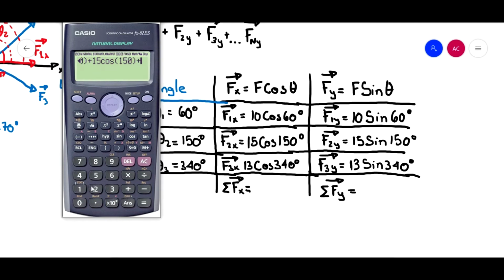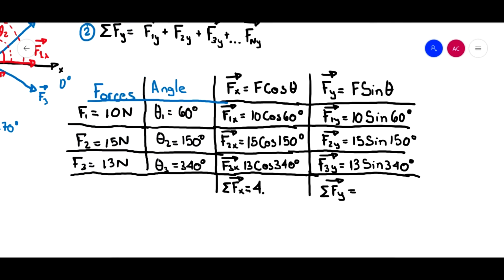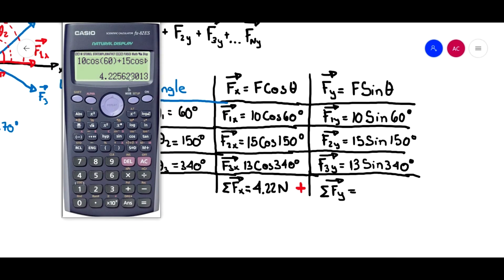plus 13 times the cosine of 340. Okay, so I'm gonna hit the equal button, and this is the sum of all the horizontal forces. That is going to be, I'm gonna write just 2 decimals, 4.22 newtons, and I'm gonna write here that it is positive. It is very important that you understand that it is positive.